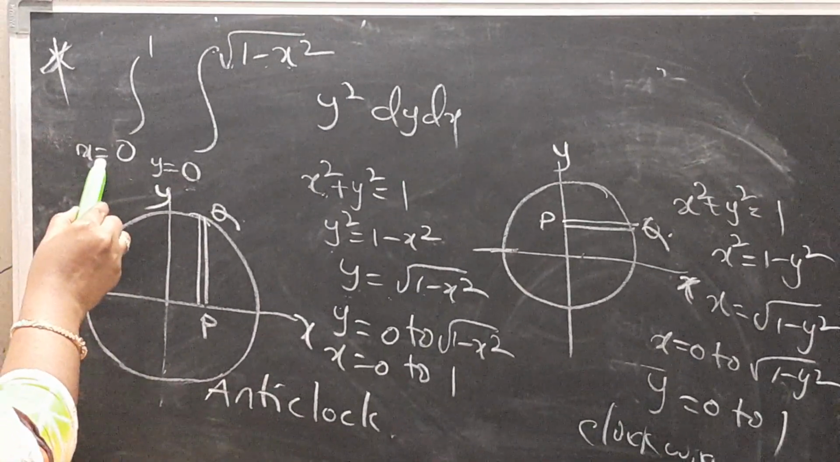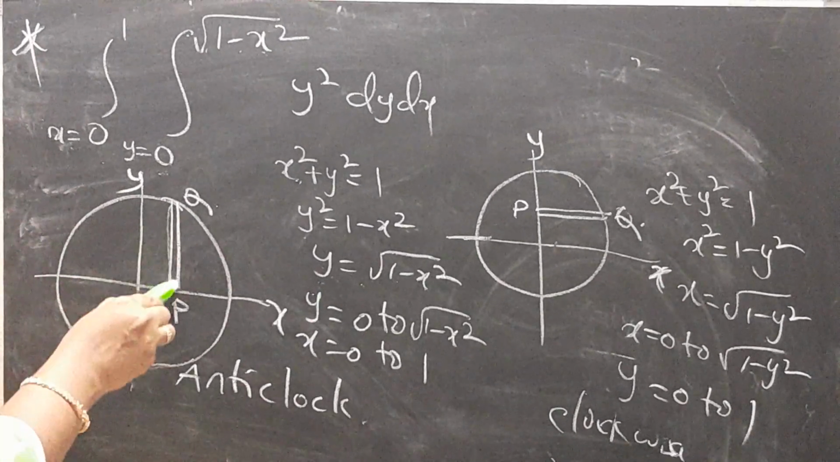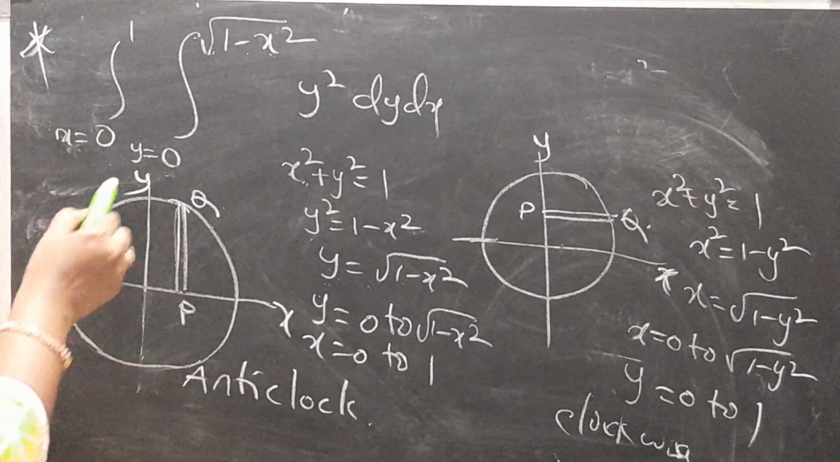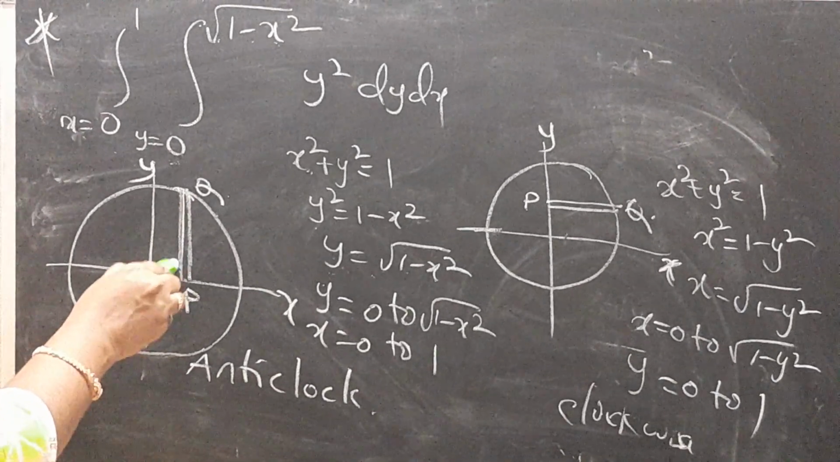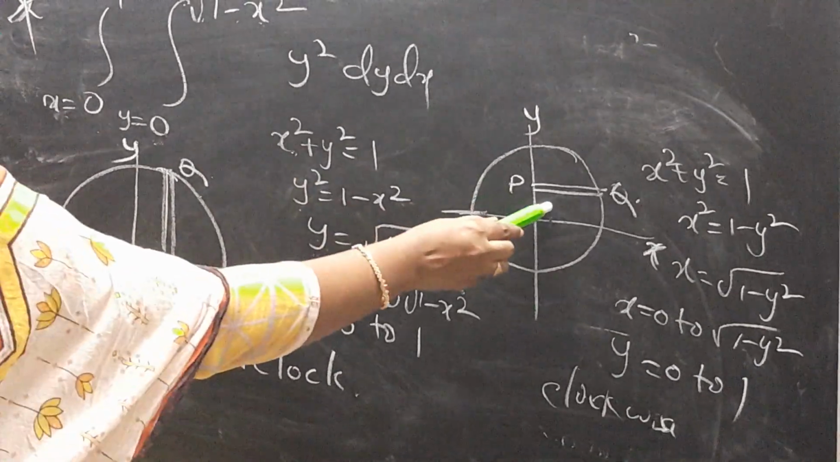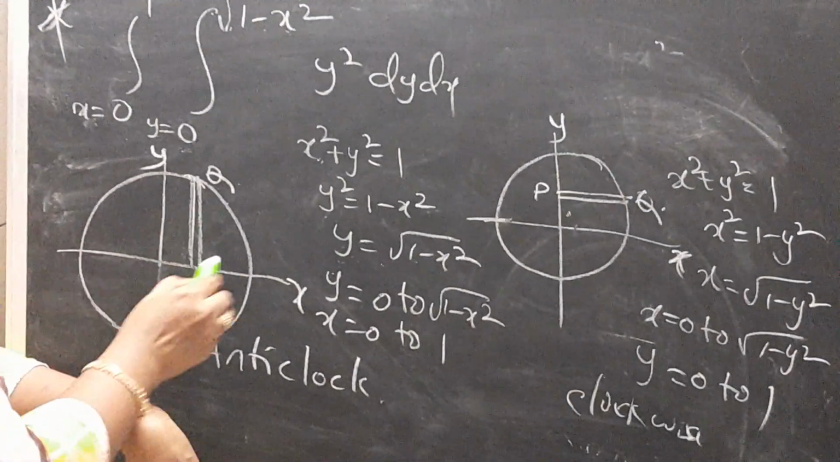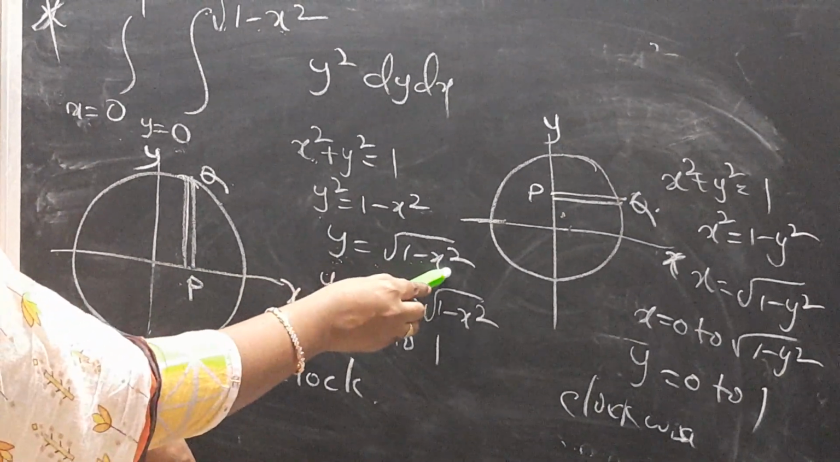X outer limit means it is a vertical strip. Vertical strip means it is going in the anti-clockwise direction. So a vertical strip is given here, and you need to change it to a horizontal strip. Here from the vertical strip, what are the y values? Under root of 1 minus x square.